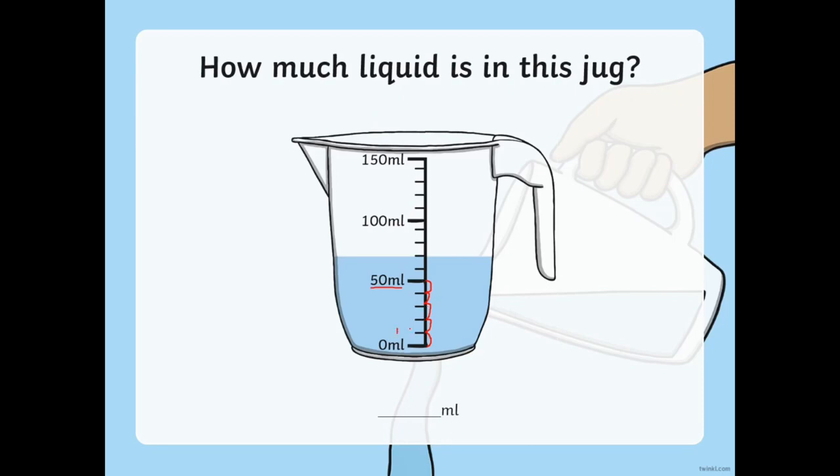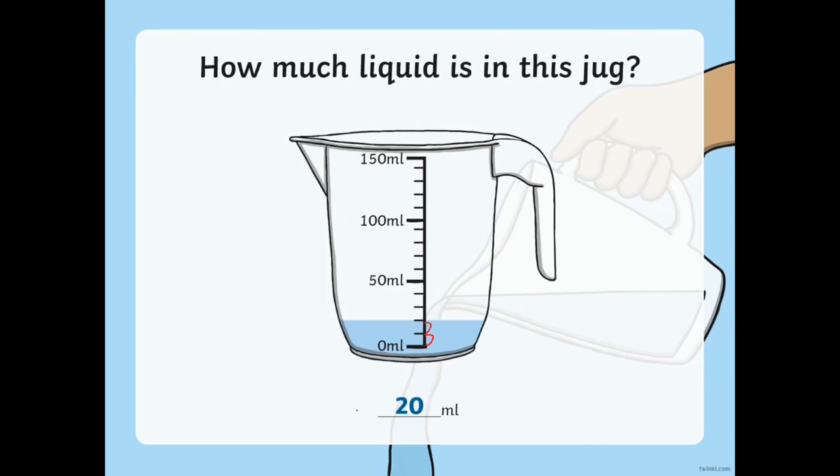So then I know it goes 10, 20, 30, 40, 50, 60, 70. Let's see if we're right. It is 70 milliliters. So we're counting by 10s now. So what would this be? 10, 20? It is, it's 20.